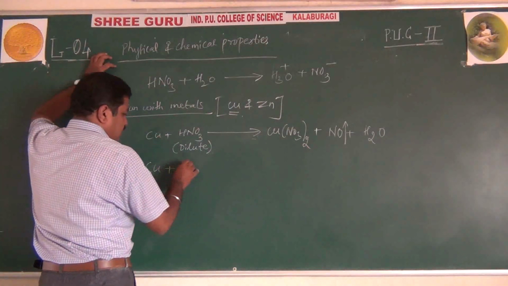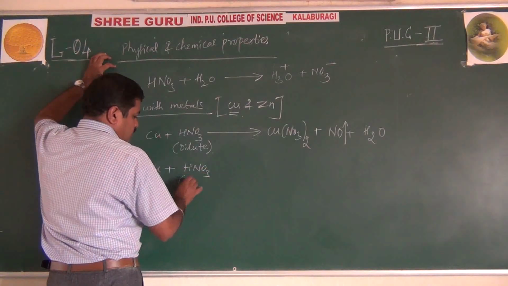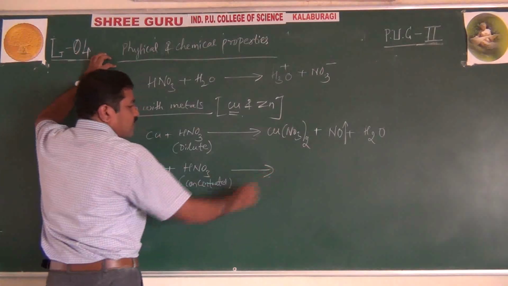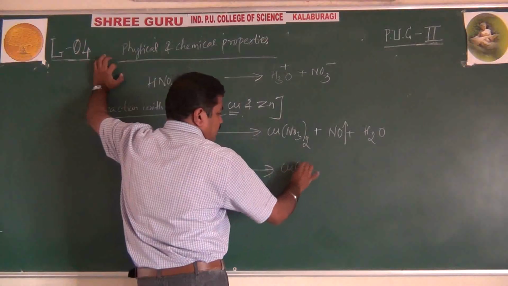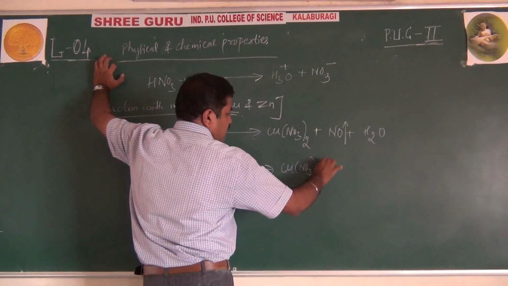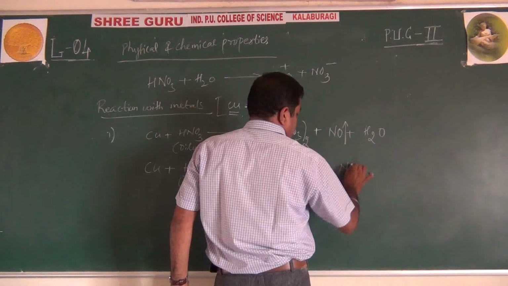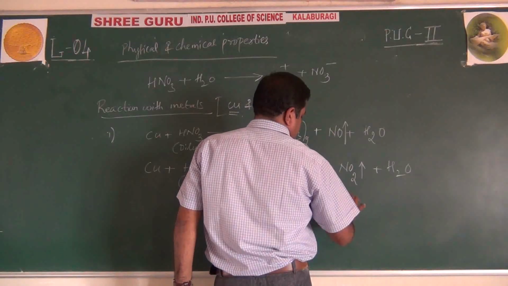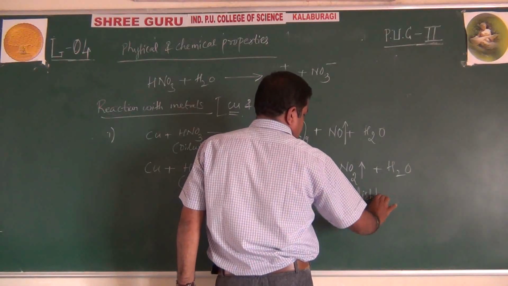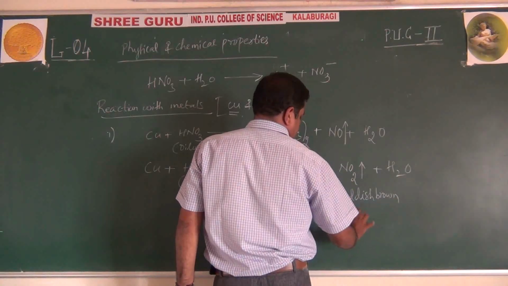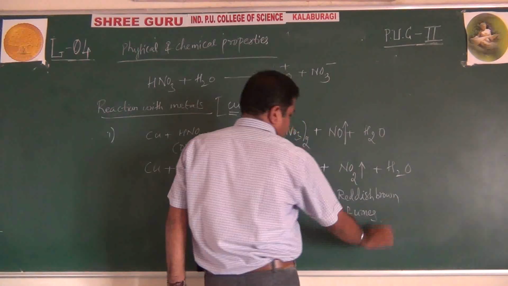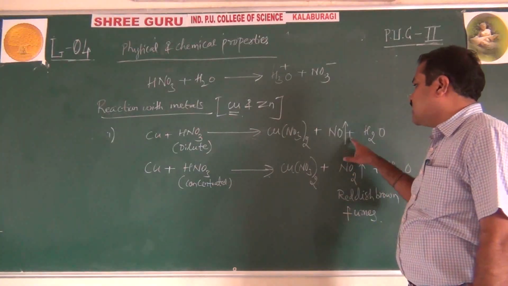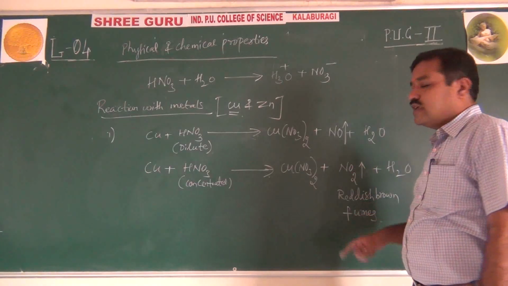But the same copper, when it reacts with concentrated nitric acid, forms the same metal nitrate, copper nitrate, Cu(NO3)2, plus NO2. Nitrogen dioxide is liberated along with H2O, that is, reddish brown fumes of nitrogen dioxide. That's the difference; they may ask it as a one-mark theory question. If it is dilute, it is nitric oxide. If it is concentrated, it is nitrogen dioxide.